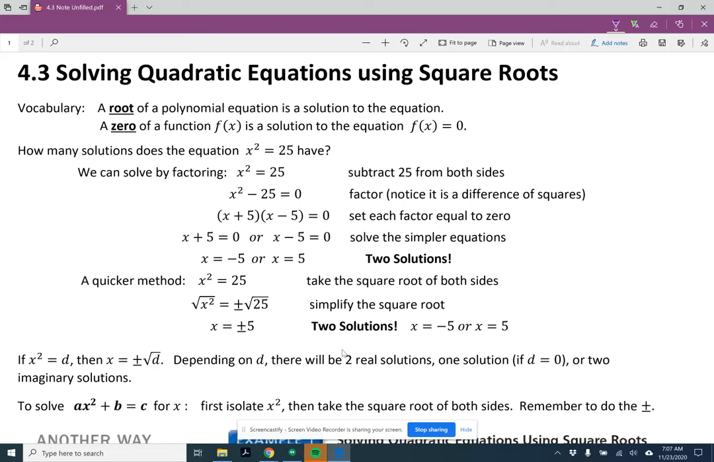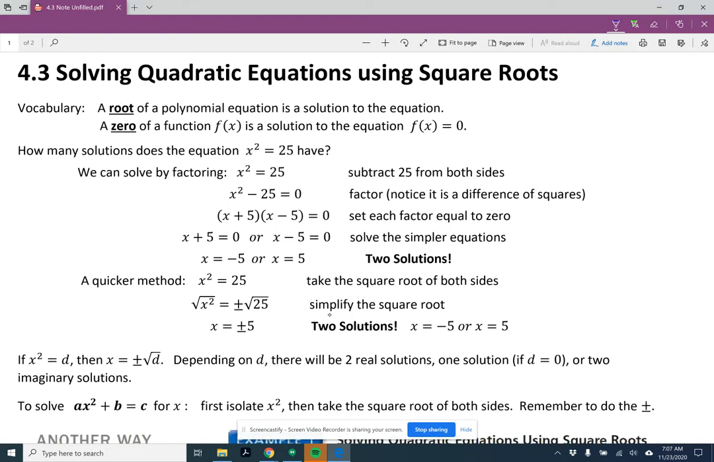Right, today we're going to look at section 4.3, solving quadratic equations using square roots. A little bit of vocabulary here. First of all, remember a root of a polynomial equation is just a solution to the equation. So we need to know what we mean by a root.